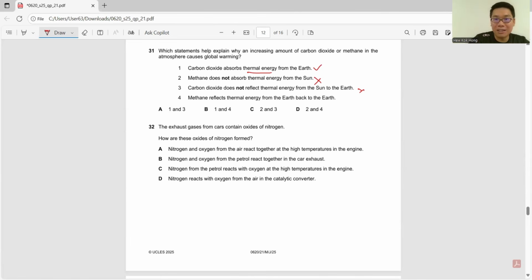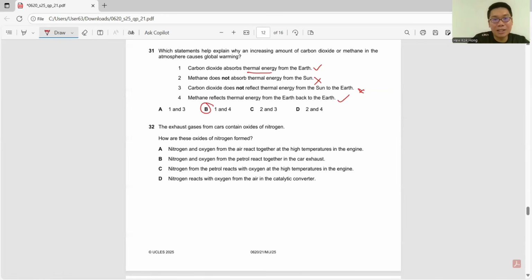Carbon dioxide does not reflect thermal energy from the sun to the earth. No, because all transparent gases, for example oxygen, do not reflect thermal energy from the sun to the earth. So we cannot use this to define global warming. Number 4, methane reflects thermal energy from the earth back to the earth. Yes, that's why it traps the energy forever. So the answer is B, which is more accurate.